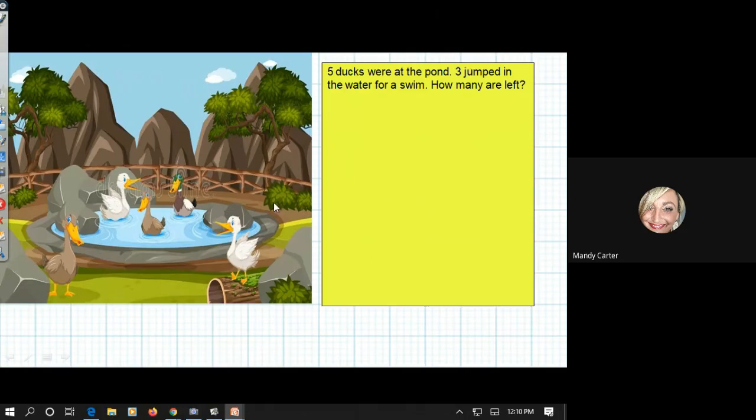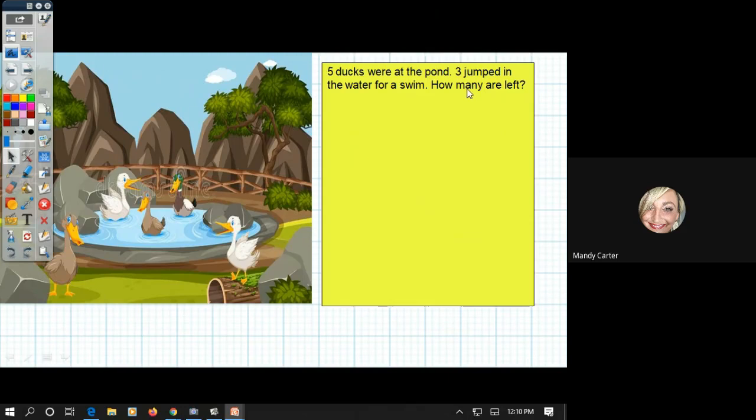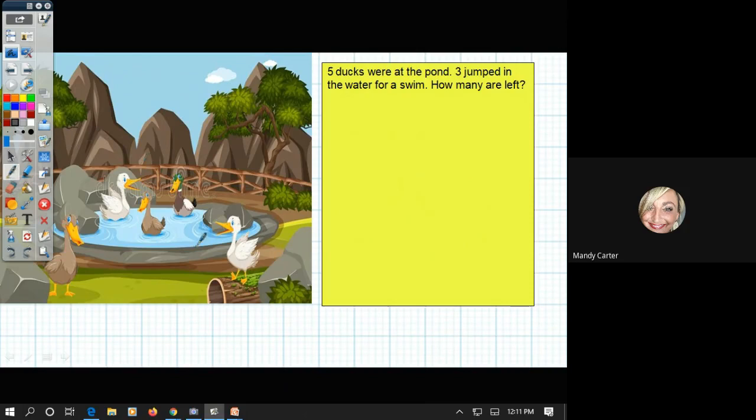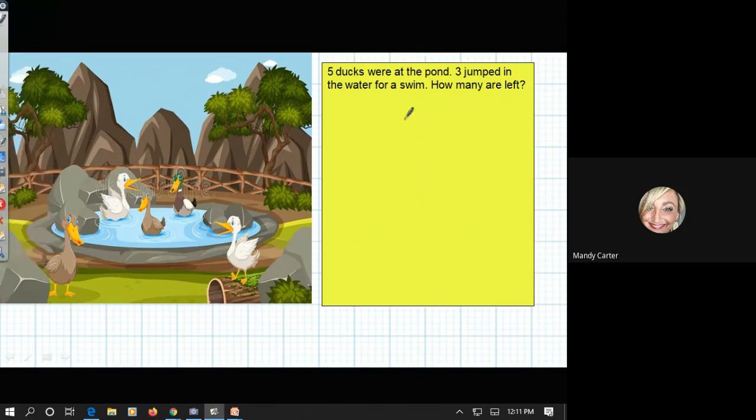So let's start at the duck pond first. There are 5 ducks at the pond, and 3 jumped in the water for a swim. How many are left? How will we know whether we're doing an addition or a subtraction word problem? Boys and girls, that's going to be important for you to listen and go ahead and visualize that story in your mind. So look at the picture. We know that they started with 5, and then some jumped in. So we're taking away from that total. So that tells us that this is going to be a subtraction story.